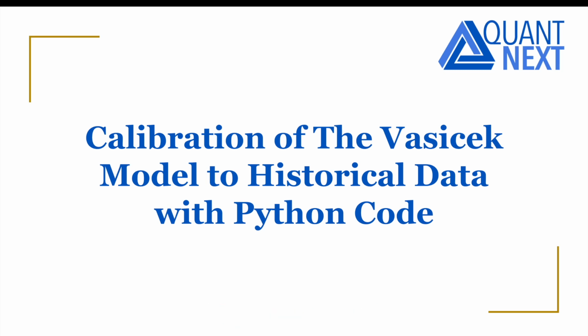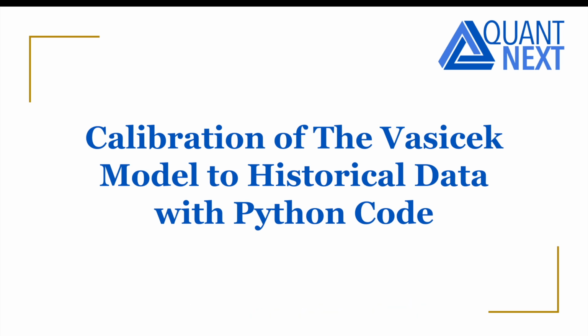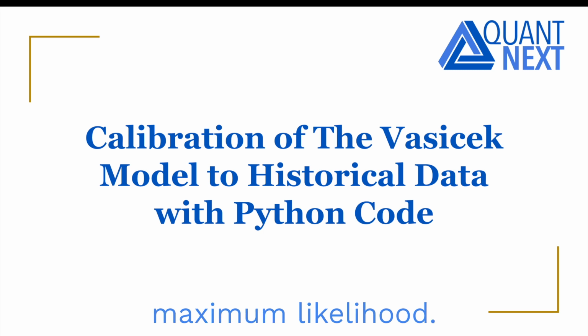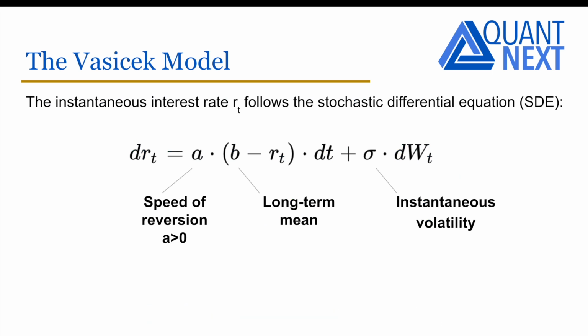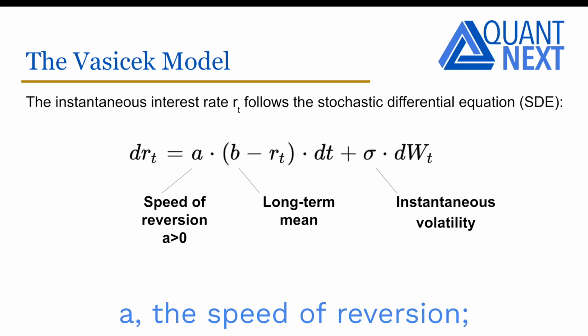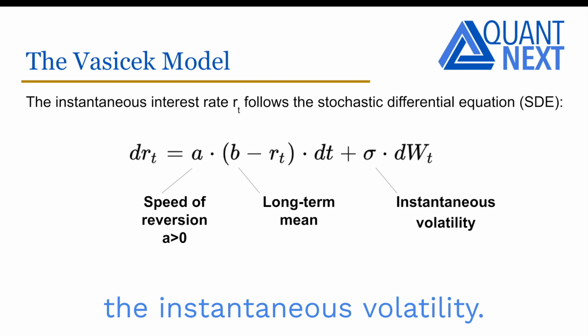Hi everyone, in this video we will present the estimation of the parameters of the Vasicek model using two methods, least squares and maximum likelihood. In the Vasicek model, short-term interest rates are assumed to follow a mean reverting stochastic process. The model involves three parameters to be estimated: A, the speed of reversion; B, the long-term mean; and sigma, the instantaneous volatility.